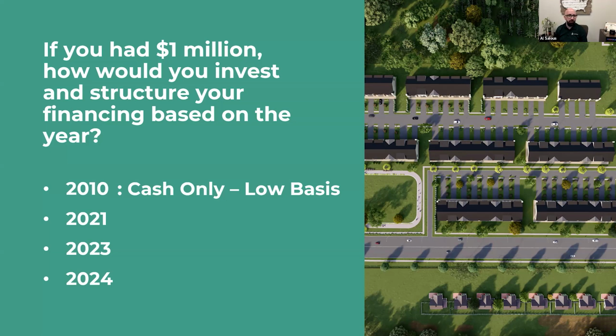Nobody was lending anyway. So if you had cash, that was great. And it was the lowest basis you can ever buy. So right after a crash, go sweep. It makes sense. 2021, it was Wild West.